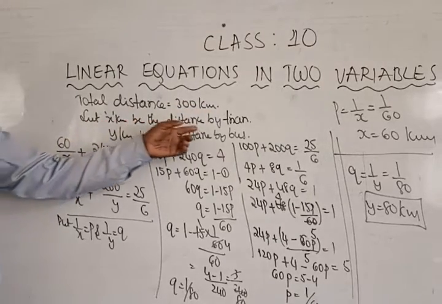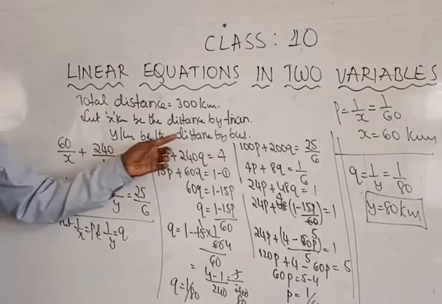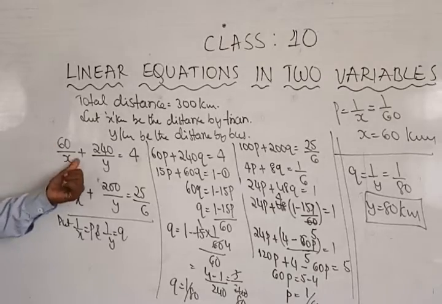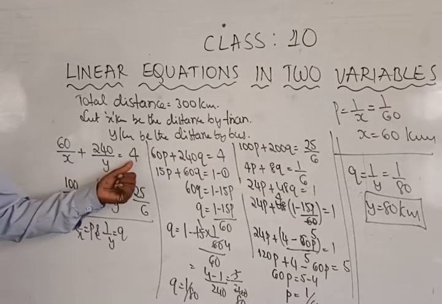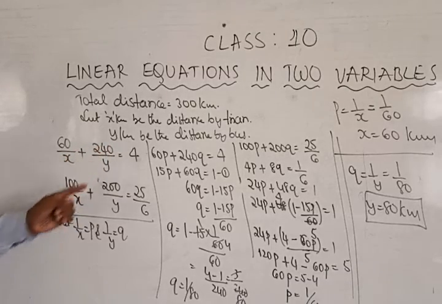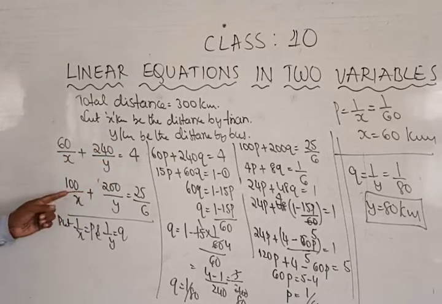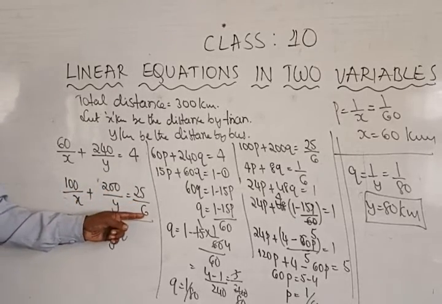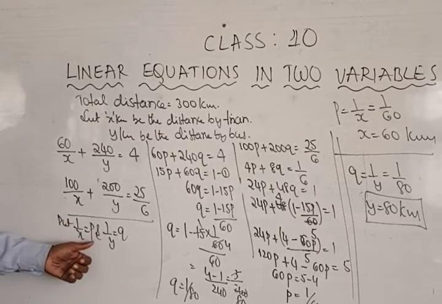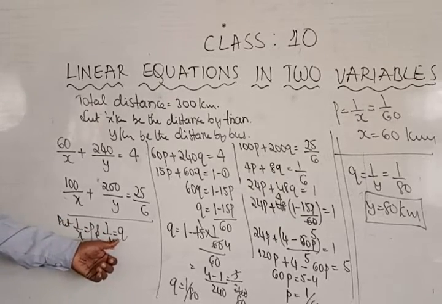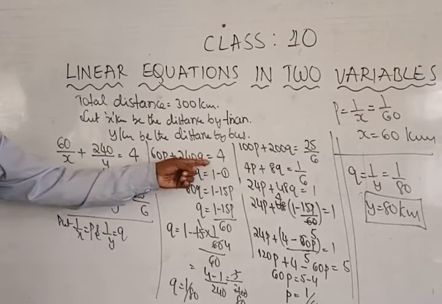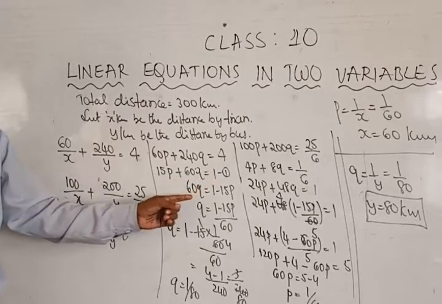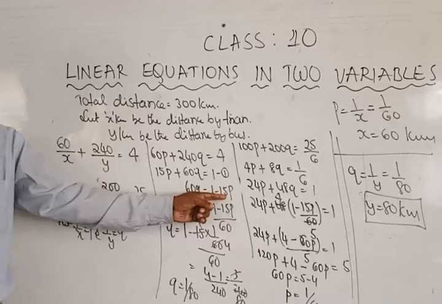Let x be the distance by train and y be the distance by bus. According to the problem, first situation, 60 by x plus 240 by y equal to 4. The second one is 100 by x plus 200 by y equal to 25 by 6. Now put 1 by x equal to p and 1 by y equal to q. Then what happens? 60p plus 240q equal to 4. 15p plus 60q equal to 1. Therefore, 60q equal to 1 minus 15p.